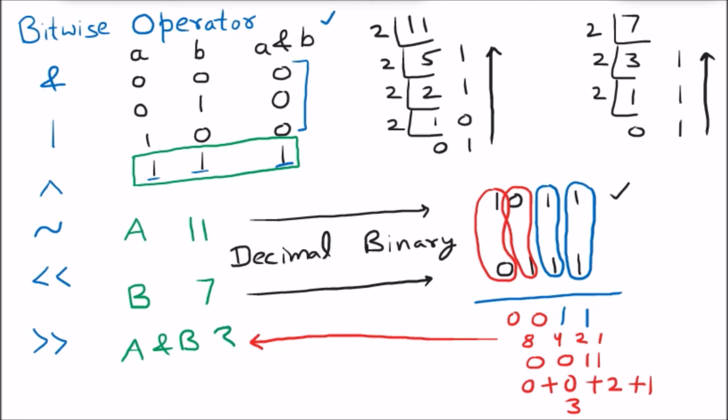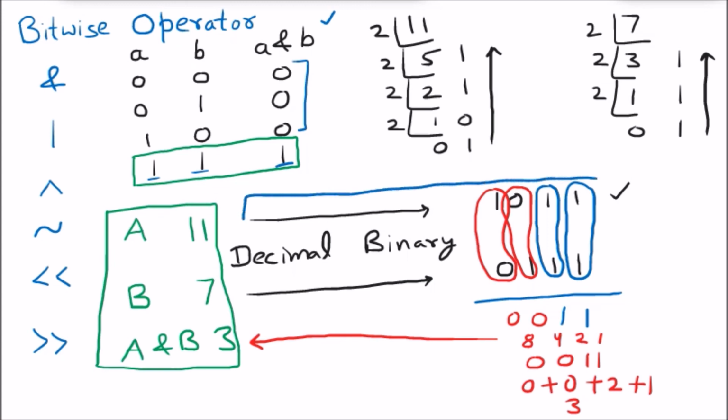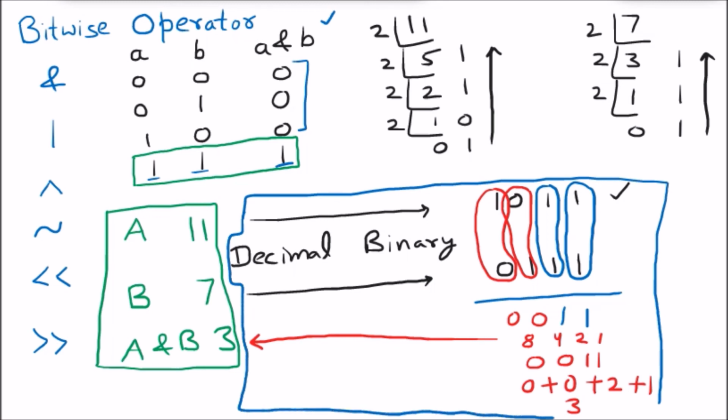This is the part that you will write into the program and you will get the answer. You will enter the value of A as 11, value of B as 7, and if you write A and B, the answer will be 3. But how is this part calculated? So this whole part which is calculated, that is the background part that is done by the system. So we must know how this 3 is calculated. So this whole part is done by the system. Okay. Now we are checking the OR operator.